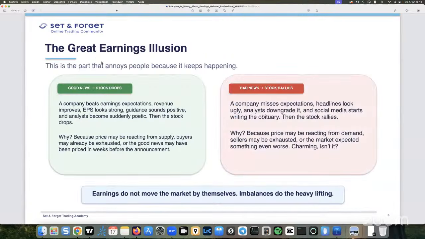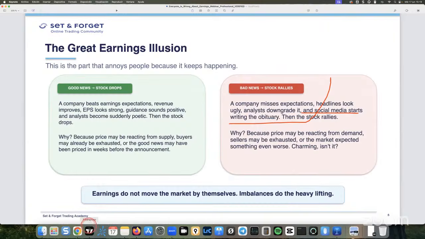So the thing is that, like I said before, it's an assumption, the hidden assumption, and this is the great earnings illusion. That good news, okay, stock should rally, isn't it? Why? Because sometimes stock drops. Bad news, stock rallies. No, it should drop, okay? If a company misses expectations, headlines look ugly, analysts downgrade, and social media starts writing the obituary, okay, this is the end of the stock for some time, and then the stock rallies.